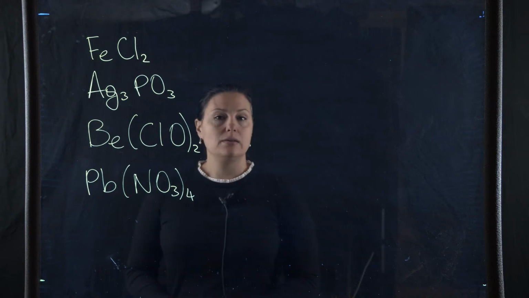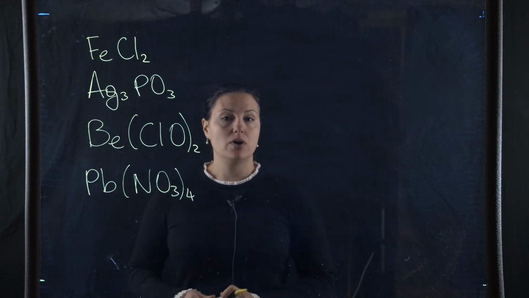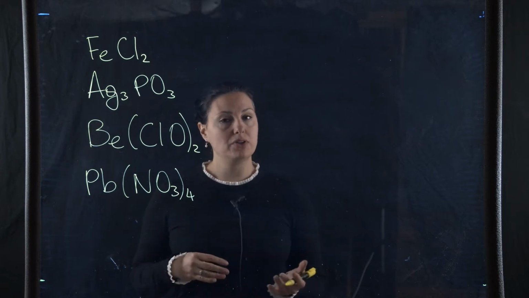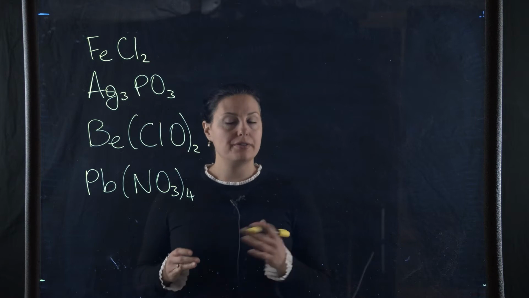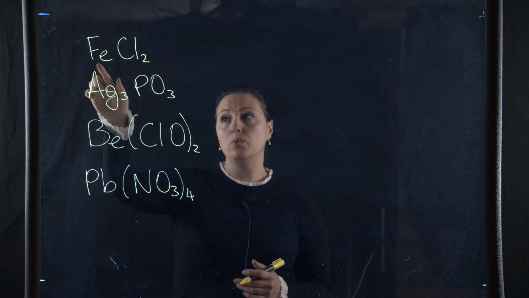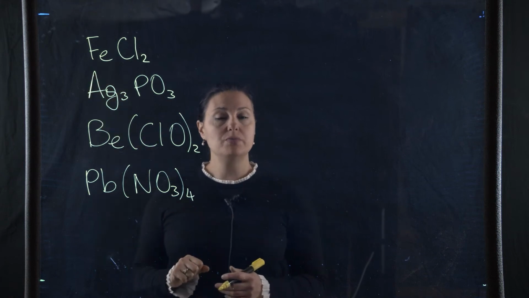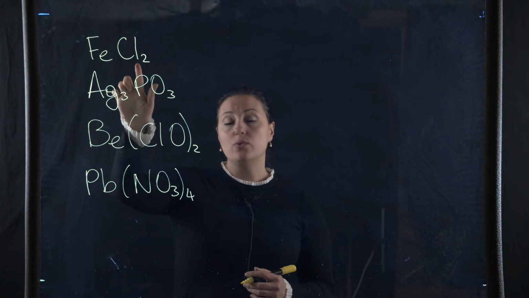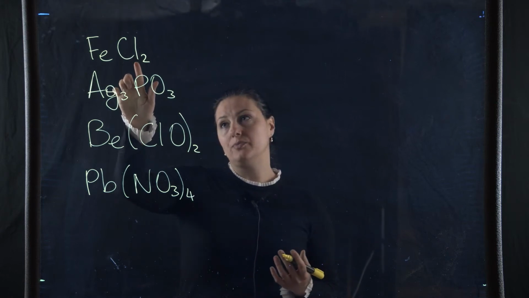Let's take a look at some more examples on how to name compounds with elements with metals that have multiple charges and with polyatomic ions. Let's look at this first example. We have iron as a metal, which means that we have to figure out the charge on the iron. So we first look at the nonmetal.